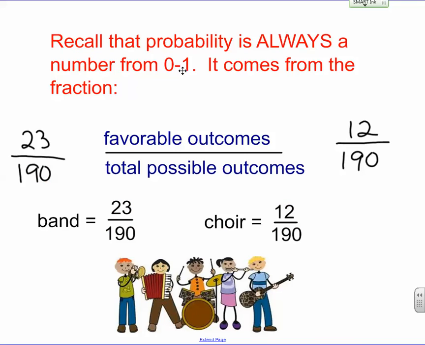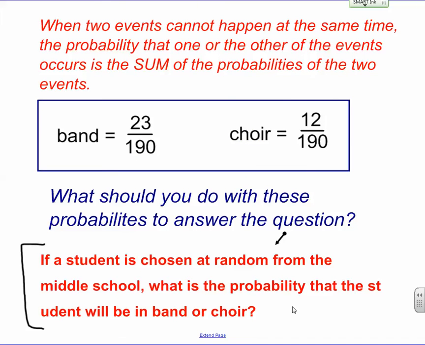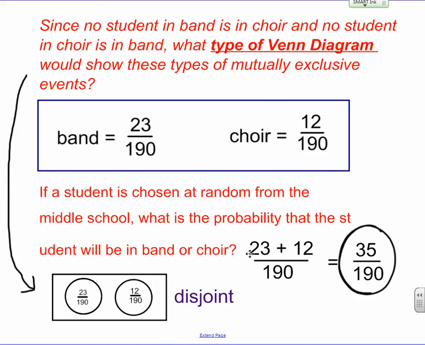So remember, probability is always a number from 0 to 1, and it comes from the fraction, the favorable outcomes out of the total possible outcomes. So 12 190ths, 12 are our favorable outcomes for choir out of 190 total students, and 23 are our favorable outcomes for band. So if I put all 190 of the middle school's names in a hat, and I was going to draw a name from the hat, and I want to know what's the probability that one of the students is in band or choir, I have to add these two probabilities, and they've got the same denominator, so you just add the 23 and 12, and we get 35 190ths.